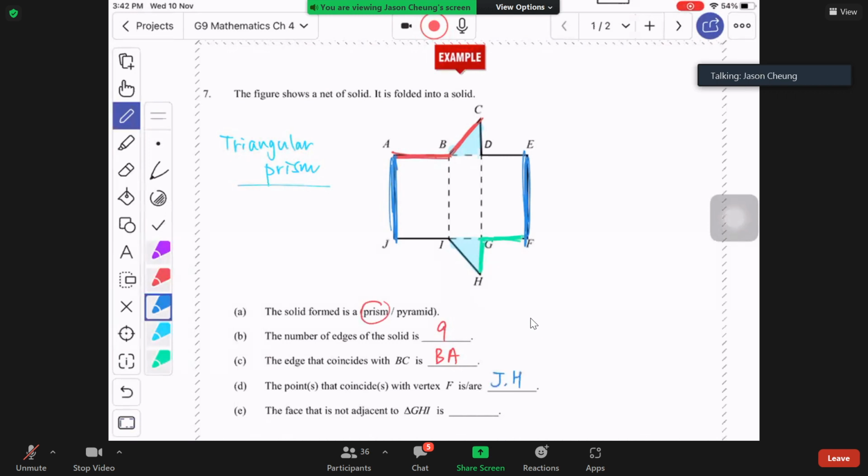Okay. Finally, question E, the face that is not adjacent to triangle GHI, which means the base area here. So the face that is not adjacent with this face will be the only one, this one, BCD.